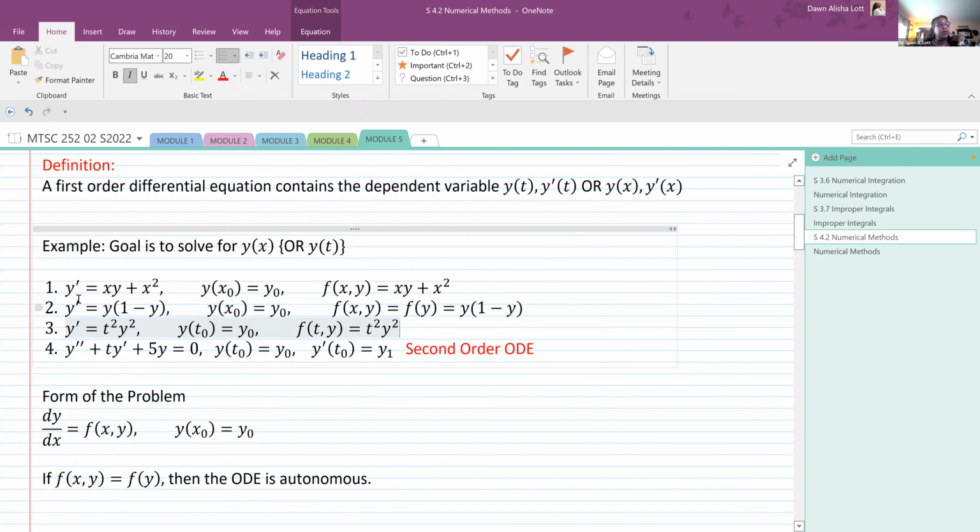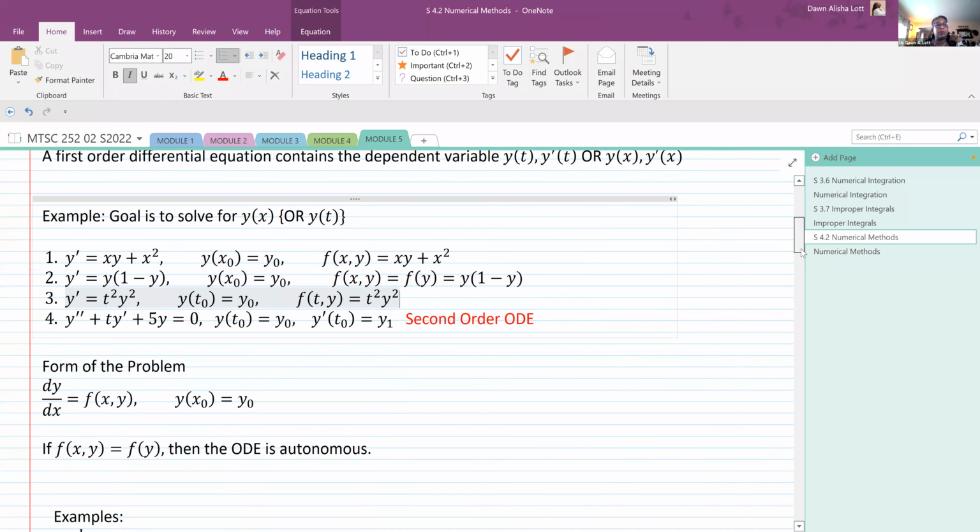Okay, so we did notice back here at number 2, it was a little different. We said the independent variable didn't appear. So when f of x and y is only a function of y, we say that the ordinary differential equation is autonomous. The y stands alone.